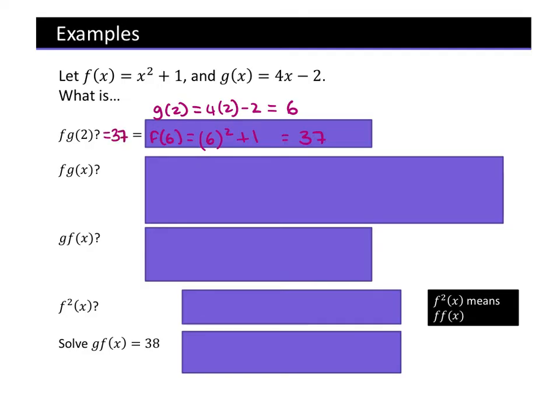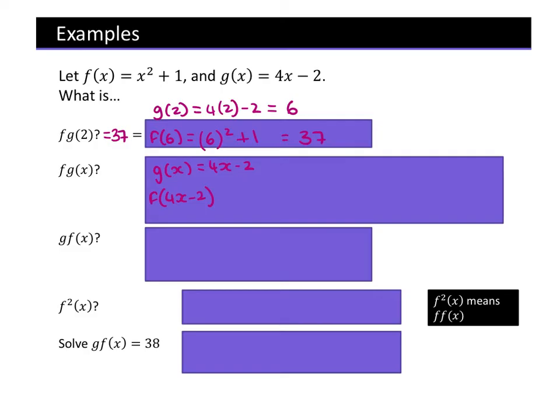Amazing. F of g of x. So g of x equals 4x minus 2. So we want f of 4x minus 2, which is g of x. So I know there's a few x's, but what you've got to think of, this is saying f of this number is this number squared plus 1. I know there's a lot of x's, but you've got to think x is just how we're writing this, okay?